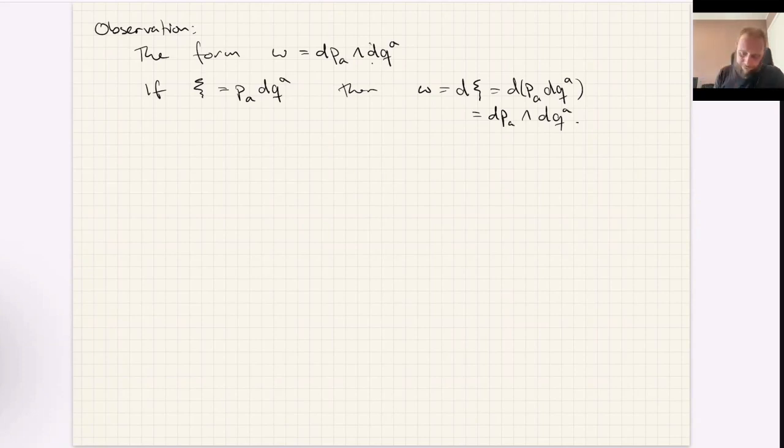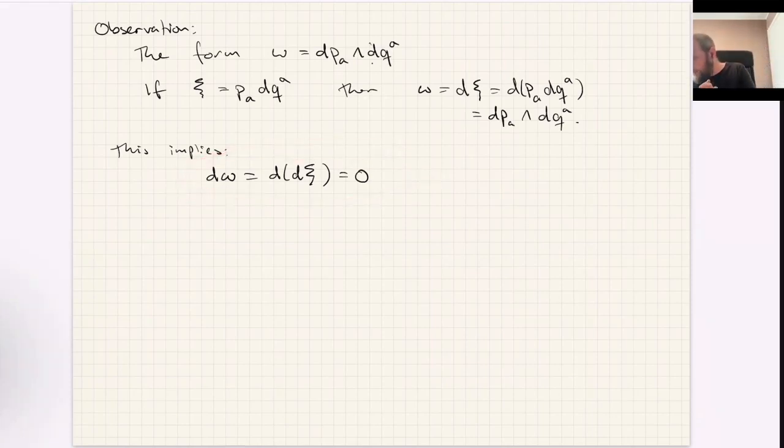But in addition, this means that omega itself is closed: if I take the exterior derivative of omega, that's the exterior derivative of the exterior derivative of xi. But that is zero, because the exterior derivative of any exterior derivative is zero, right? So in particular, I find that d omega is equal to zero. Now I will be using this in a little bit.